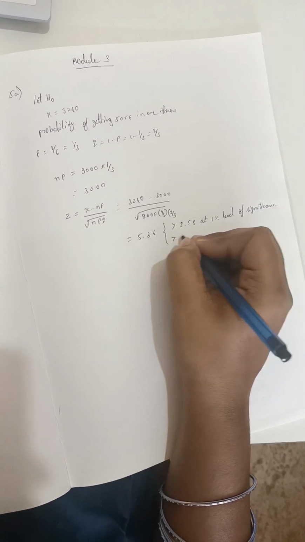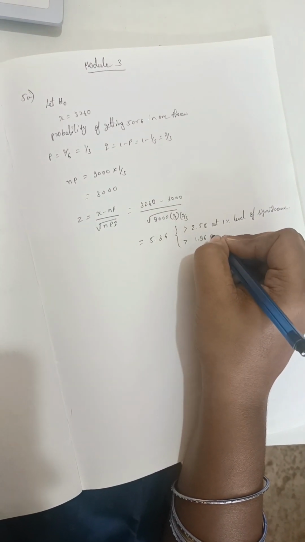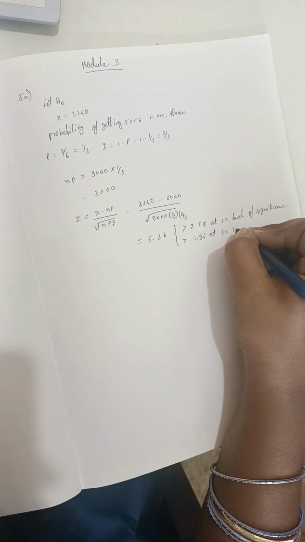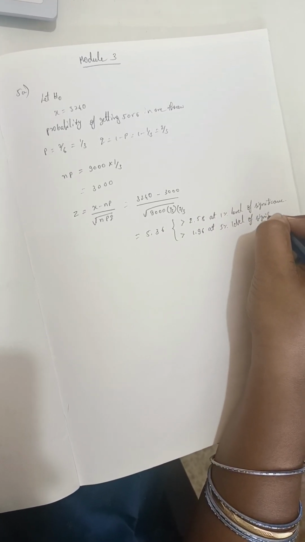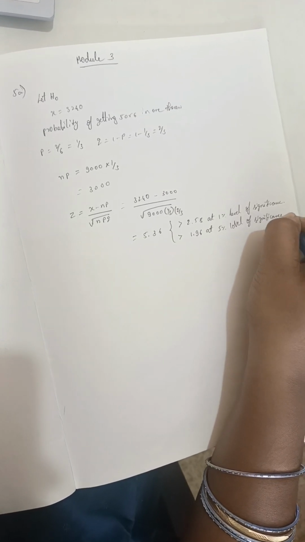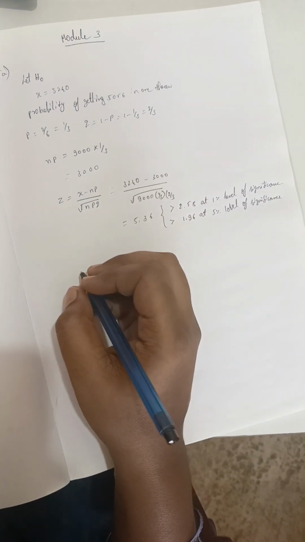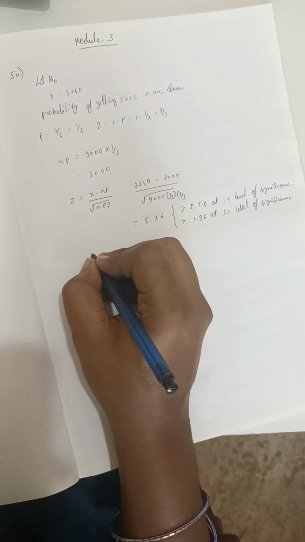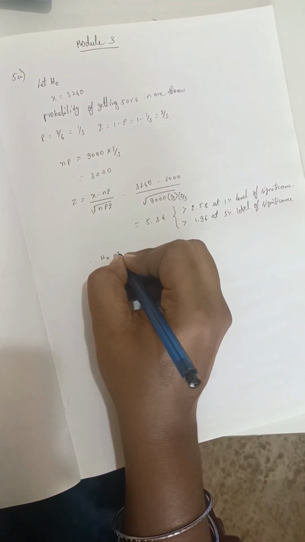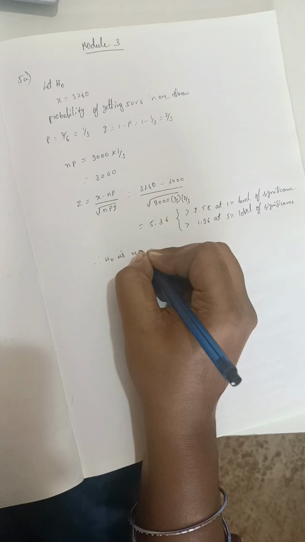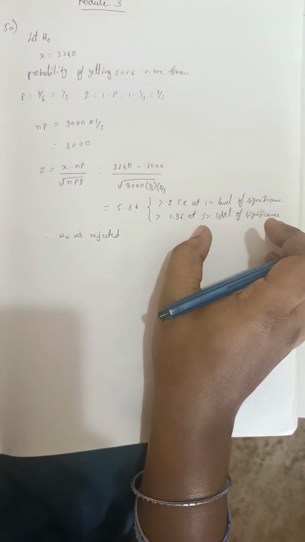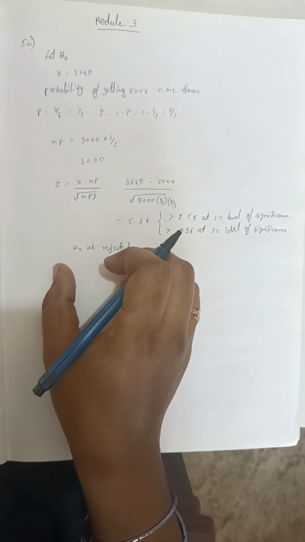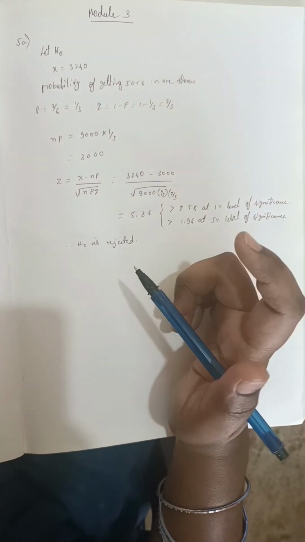and greater than 1.96 at 5% level of significance. So H naught is rejected. If the calculated value is greater than the table value at the level of significance, it is rejected. If it is less, it is not rejected.